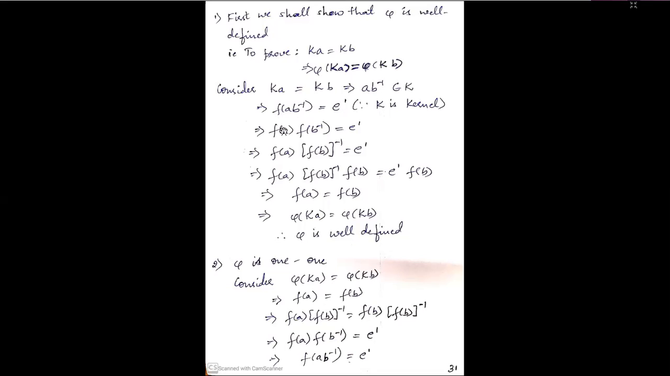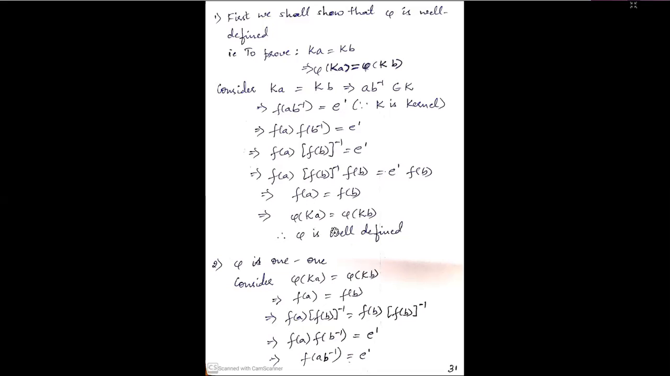And since f is a homomorphism, I can write it as f(a) into f(b) inverse is equal to e dash. Multiply both sides by f(b) and we'll get f(a) is equal to f(b). And since we have defined f(a) as phi(Ka) and f(b) as phi(Kb), we can show that phi is well defined.